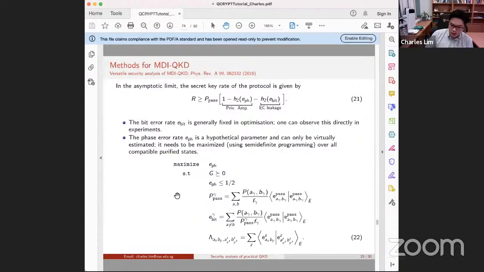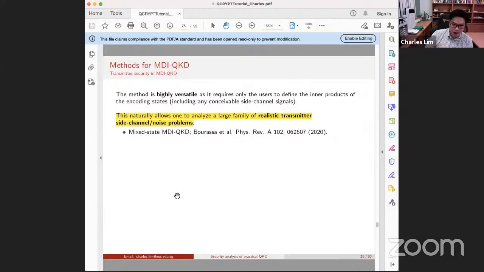If you were to run this, then essentially what you get is a very versatile framework that allows you to relate the inner product of the encoding states, and it can be, in fact, any kind of input states. It can be coherent states or any high-dimensional quantum states as well, including any modeling of side-channel signals that you have. Naturally, we are able to use this method to analyze a large family of transmitter side-channel or even noise problems. For mixed-state MDI QKD, I already told you that there's a nice result by Eli, and more recently, we can show that you can also look at coherent-state MDI QKD that is secure against arbitrary Trojan horse attacks, which I'll show you later on.